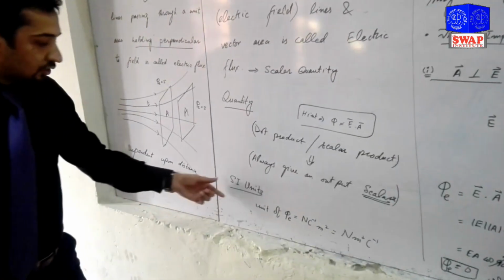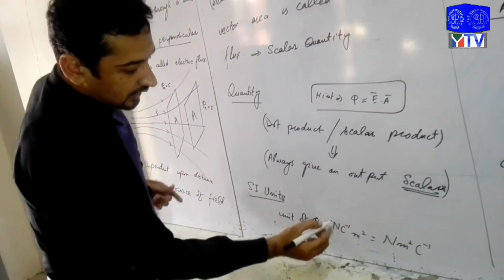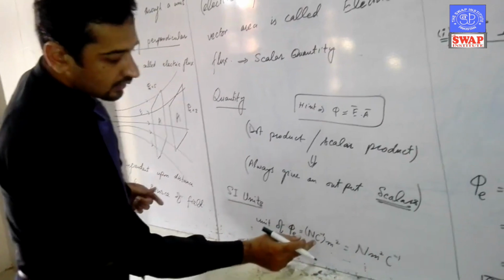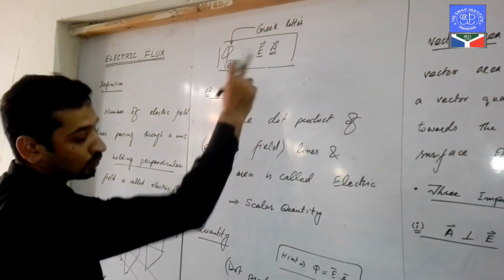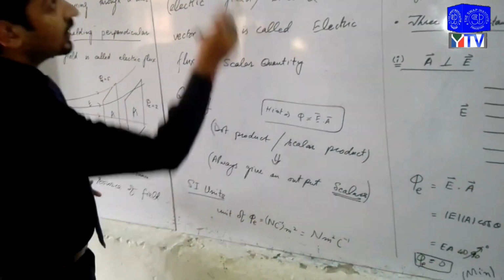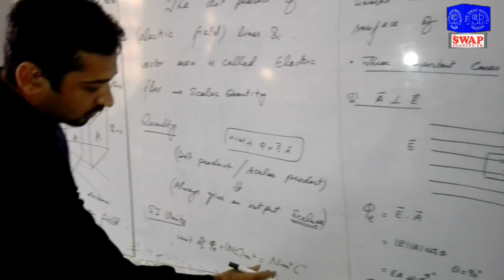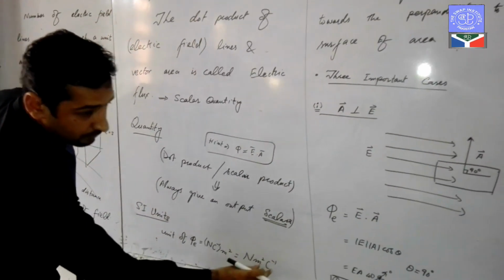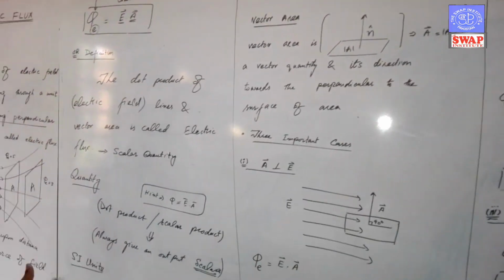Okay. The unit of electric flux comes from the unit of electric field. Here, this one is the electric field, with unit Newton per coulomb, and area in meter square. So we can write that Newton meter square per coulomb is the SI unit of electric flux.